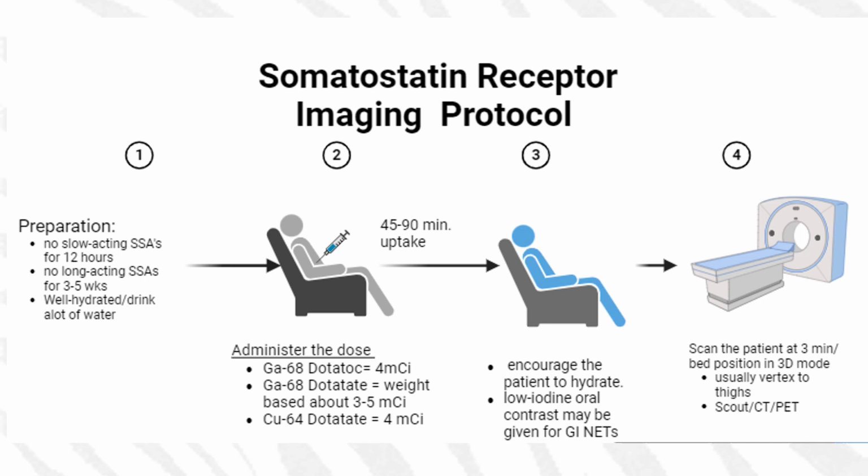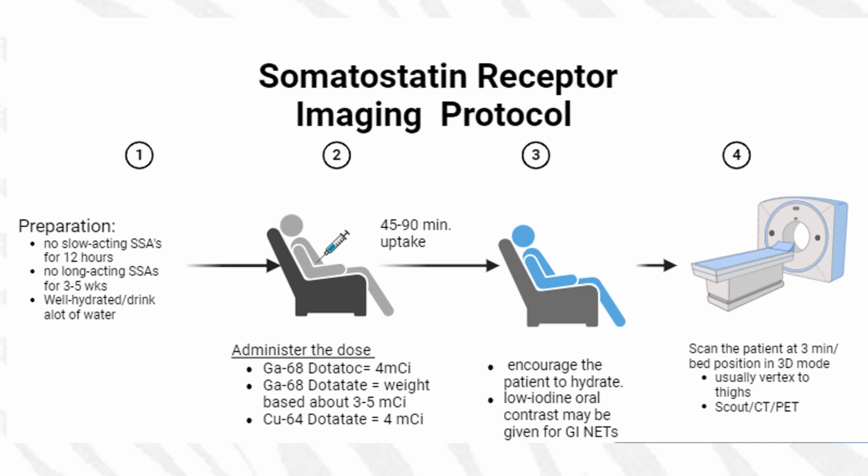Administration for DOTATOC is 4. DOTATATE could be weight based or 3 to 5 millicuries. And then gallium-64 DOTATATE is about 4 millicuries. I have even seen up to 5.5 millicuries for the gallium DOTATATE.